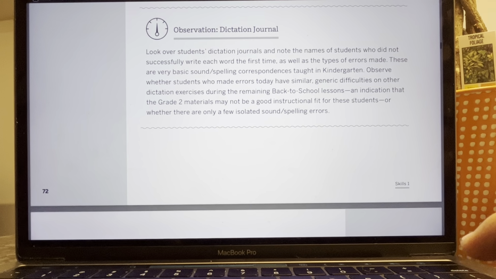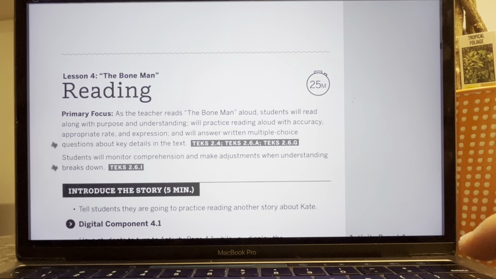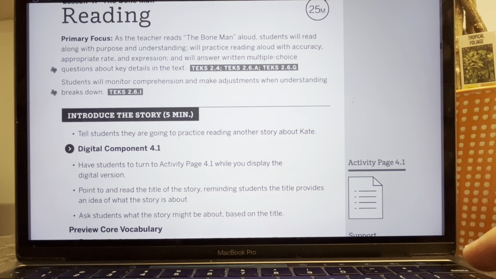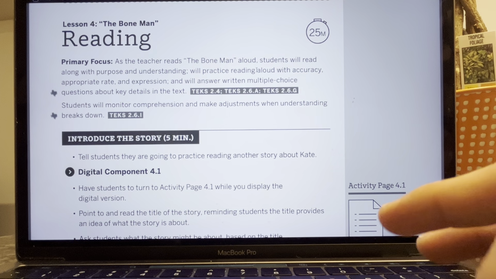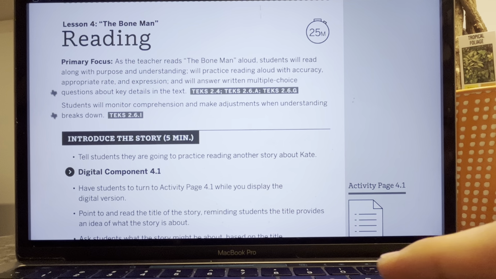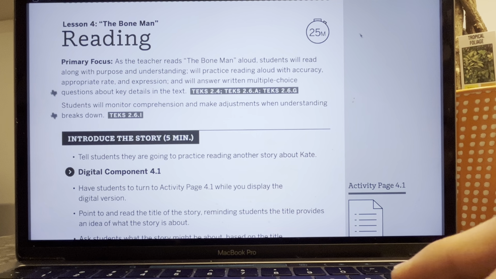Then we have our detection observational, where the teacher is observing the students' dictation to see how their phonics awareness is. So then we go down to the reading, which is the primary focus. The teacher reads the Boneman out loud with prosody, and then the students read out loud along. The students are learning how to read with accuracy, with an appropriate rate and expression, which is pretty much the fluency aspect. They're adding tone and expression to what they're reading.